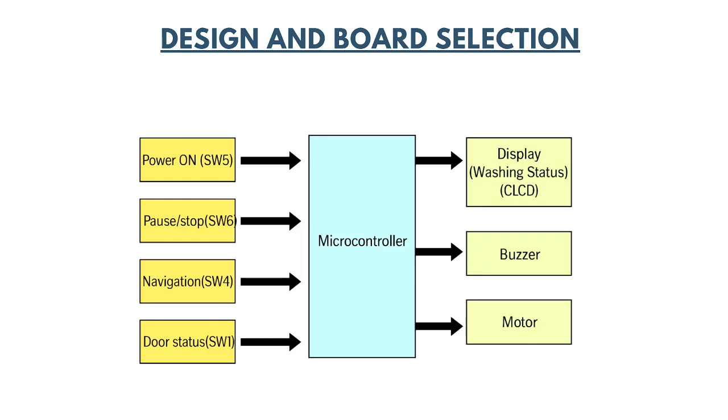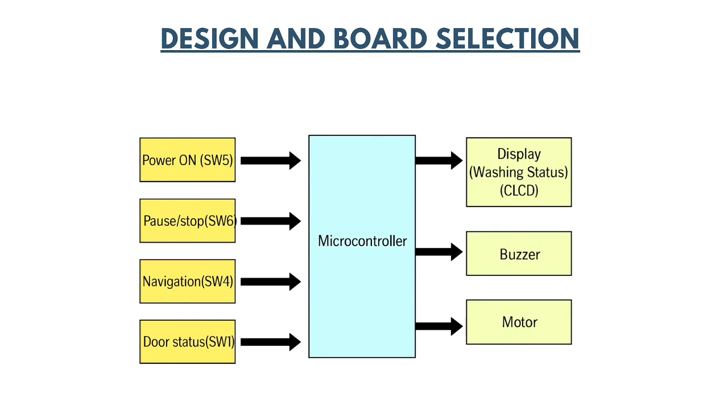Now we are going to discuss the design and the board selection. As you can see in the block diagram, in blue color we have a microcontroller, in orange color there are inputs, and in green color the output is being displayed. So let's discuss the inputs. There are 4 inputs: power on, pause and stop, navigation, and door status. To power on the washing machine we use the SW5 switch. To pause and stop we use SW6. For navigation we use SW4, and for door status we use SW1.